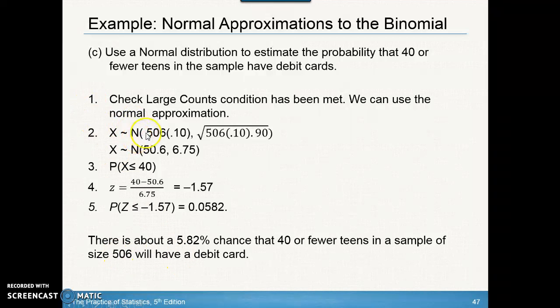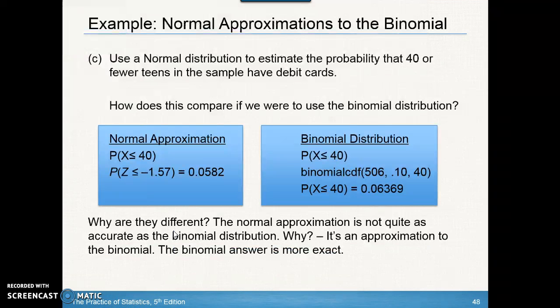So the most difficult part is just making sure you remember to find the new mean and standard deviation, because we're using the normal curve to estimate the answer. We could still get it using binomial calculations, and you could try that, and the answers won't be exactly the same, but they'll be very, very close.